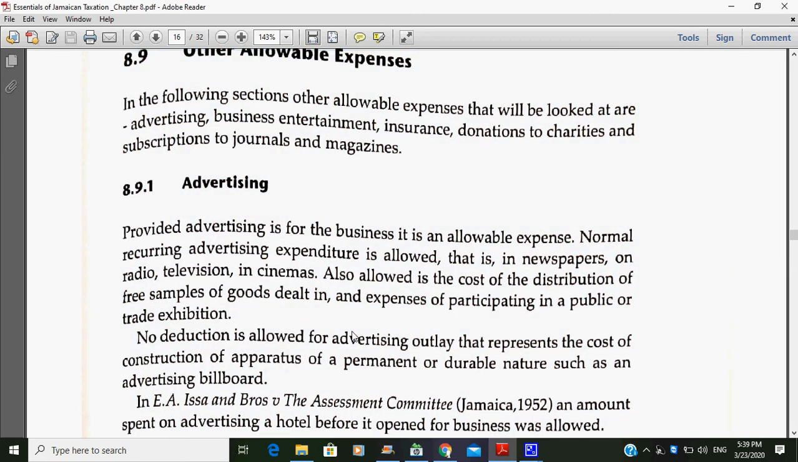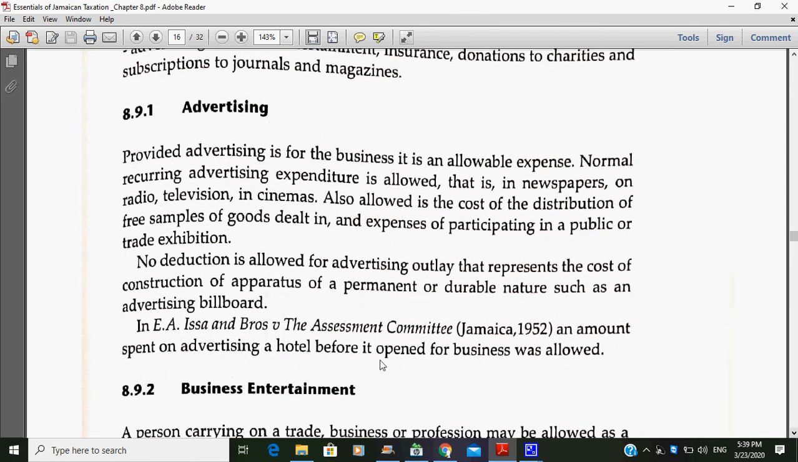No deduction is allowed for advertising outlay that represents the cost of construction of apparatus of a permanent or durable nature, such as an advertising billboard. All right. In ISA and Bros versus the Assessment Committee, Jamaica, an amount spent on advertising a hotel before it opened for business was allowed.